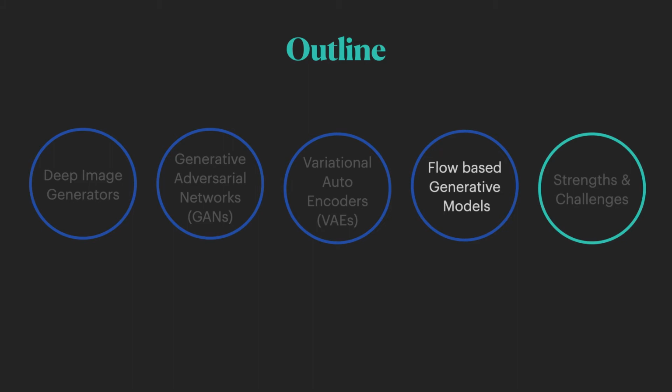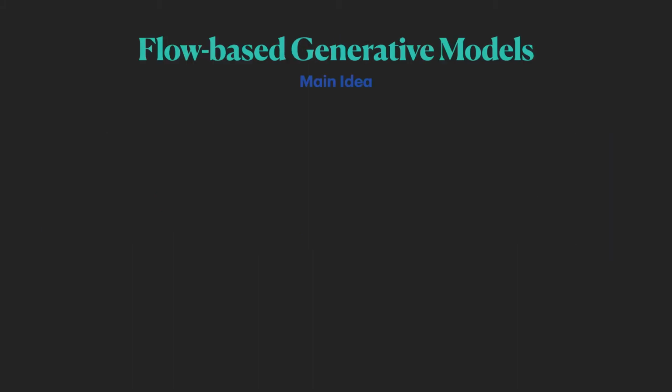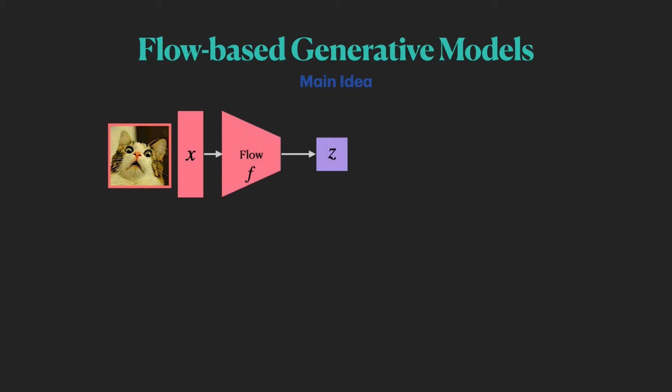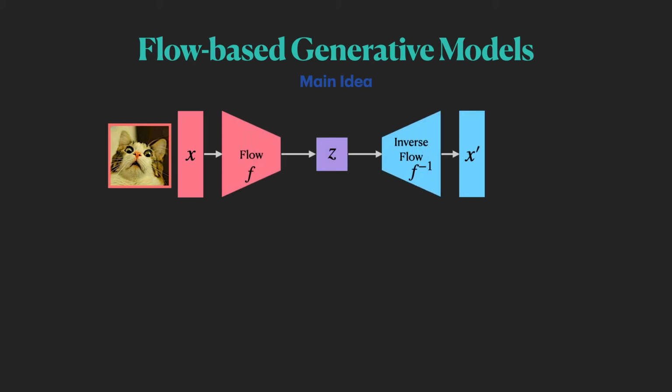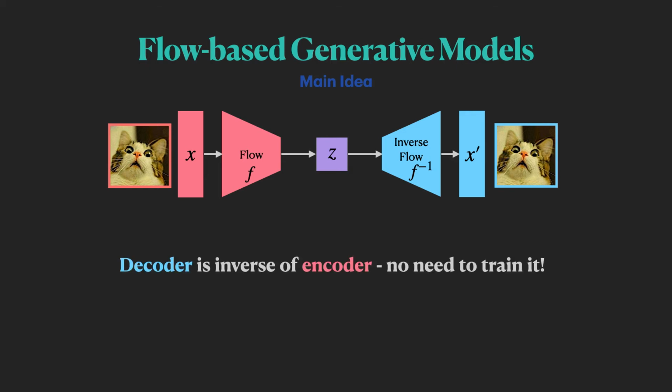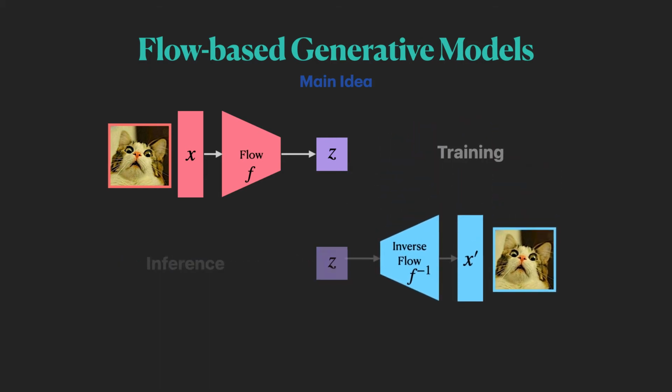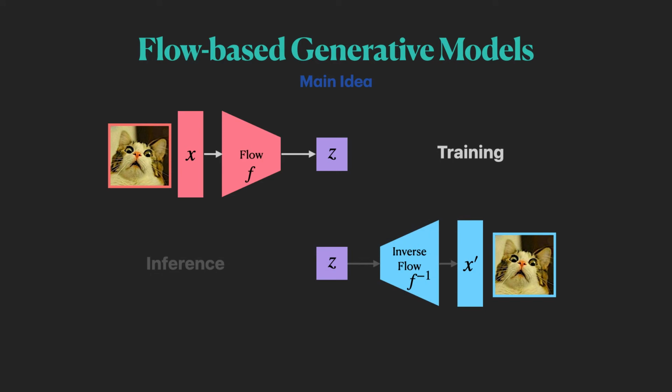Next, we have flow-based generative models. The architecture of flow-based models resembles the one of variational autoencoders, but it has some fundamental changes. We still have an image X that is being encoded into latent space and decoded back into the image space, only our encoder is called a flow and implements a function f, and the decoder is called an inverse flow and implements the exact inverse function. This means we don't really need to train the decoder. We can train a single network, the flow, and in inference we just invert it to generate new images.